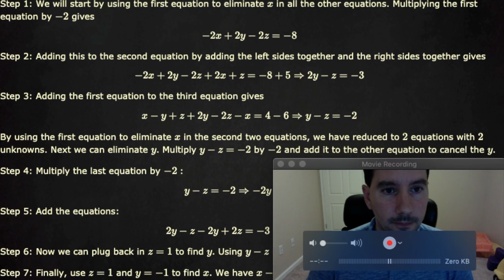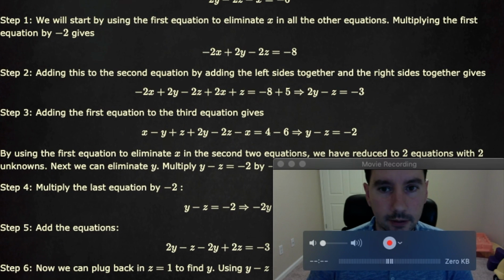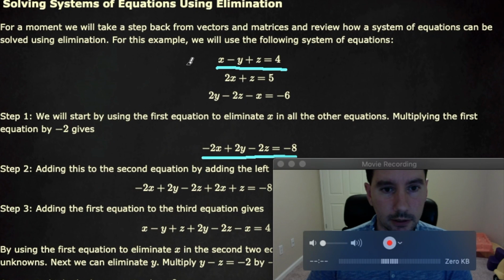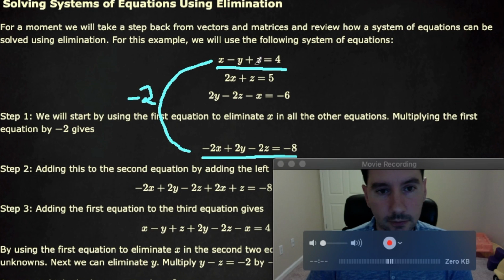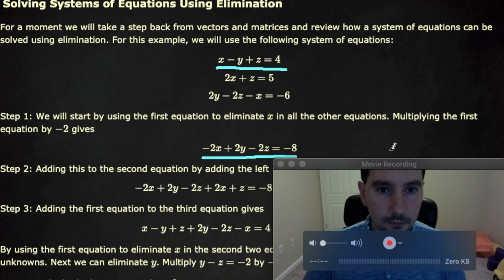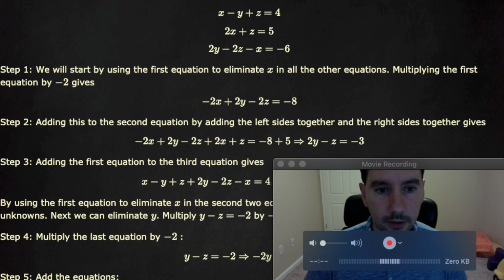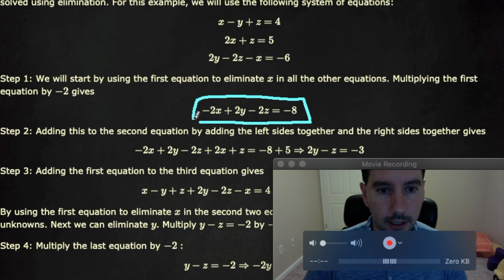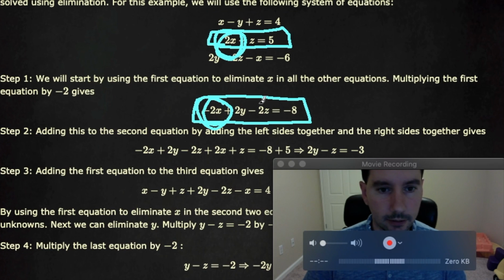So for step 1, we're going to use the first equation to eliminate x in all the other equations. We're going to multiply by negative 2 to get negative 2x plus 2y minus 2z equals negative 8. That's taking the first equation and multiplying by minus 2, so that's just multiplying by negative 2 on both sides. If this is equal, then certainly this is equal. Then we take this and add it to the second equation, because the minus 2x here and the positive 2x here are going to cancel out.